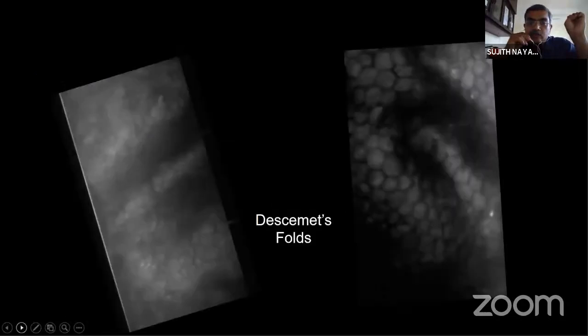These are the Descemet folds. We can see the Descemet folds with the shadows by the side.